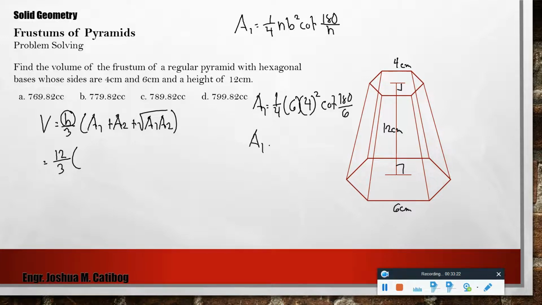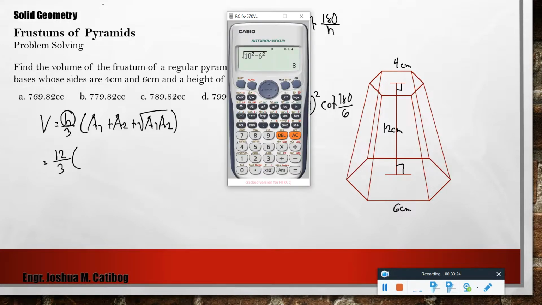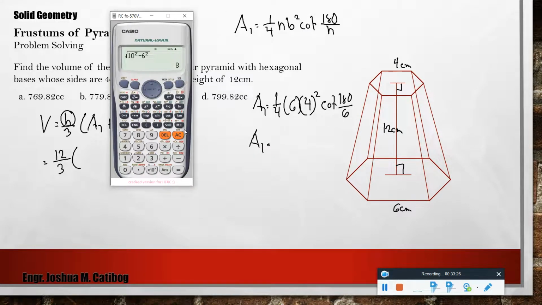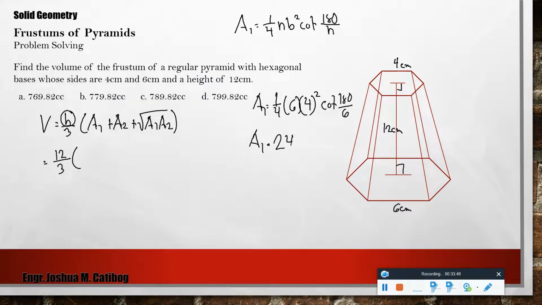So, ang area 1 po, by using our calculator, so sabayan nyo po ulit ako. Okay, so this is 1 over 4. Okay, times 6 times 4 squared times, okay, so ang cotangent po is 1 over tangent ng 180 over 6. Okay, so we have here the first one. So, 24 square root of 3. Sir, 24 square root of 3 square centimeter.